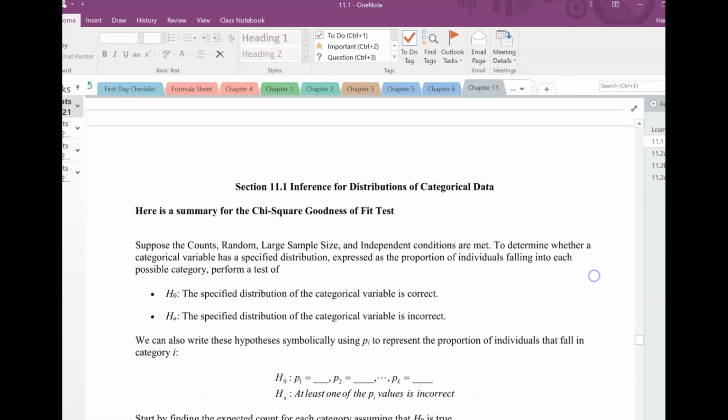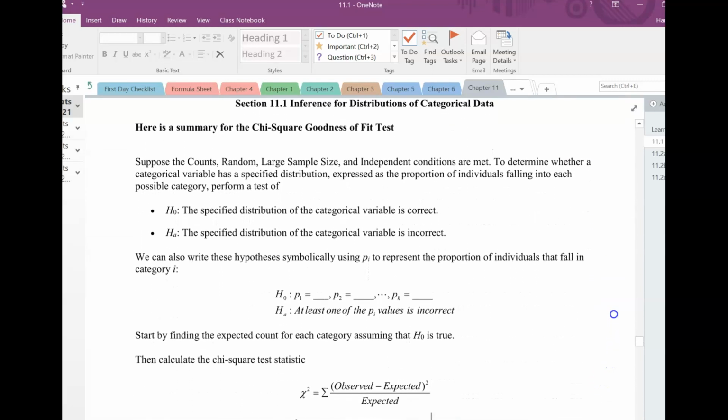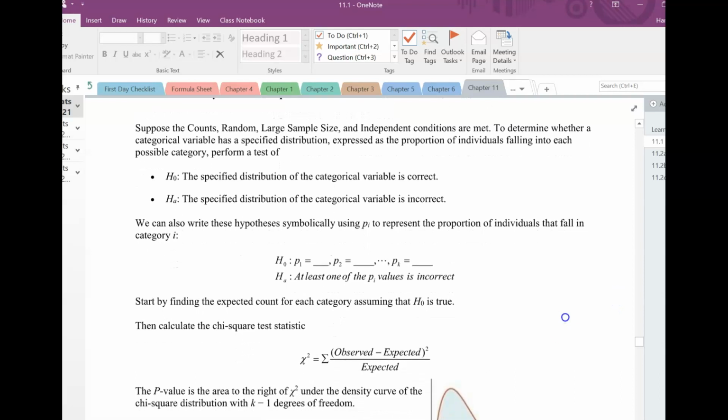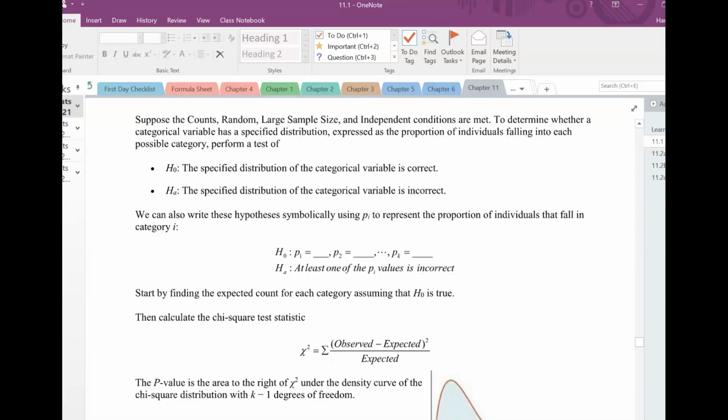So let's take a look just at the summary. It says, suppose the counts, random, large sample size, and independent conditions are met. So let's review what those were. Counts just means we have the counts. You don't actually have to write that one down. But we need to be sure that it was random selection. The large sample size means that the expected counts in each category is at least 5. And the independent condition means if we are sampling without replacement, we cannot sample more than 10% of the population.